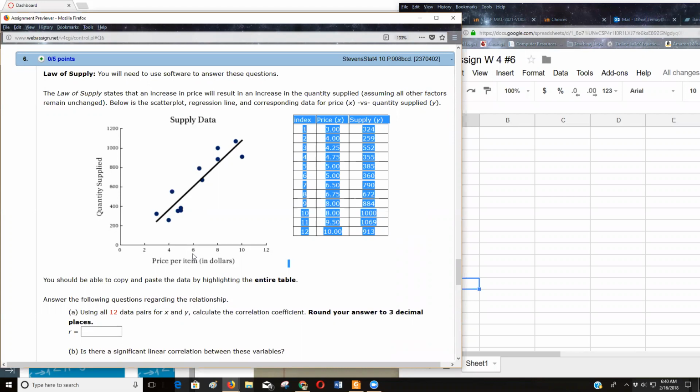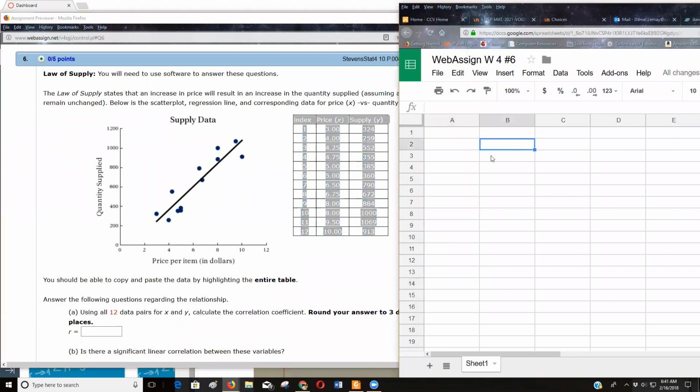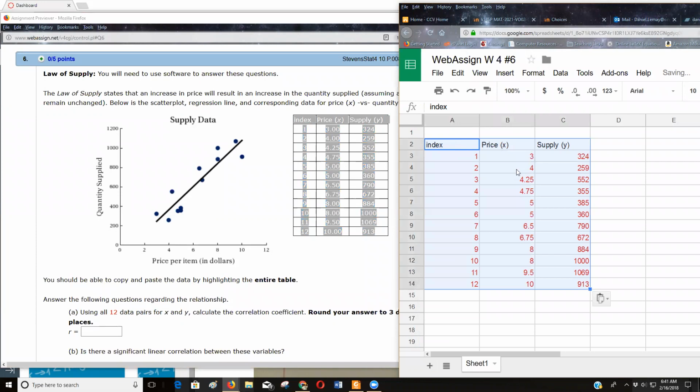There are many applets. You can use a graphing calculator if you have that, but a spreadsheet's free. So I highlighted the data table with my mouse, pressed Control-C to copy it into my clipboard memory, and then I went to my spreadsheet and pressed Control-V to paste it in. And notice that it nicely pasted all into one sheet.